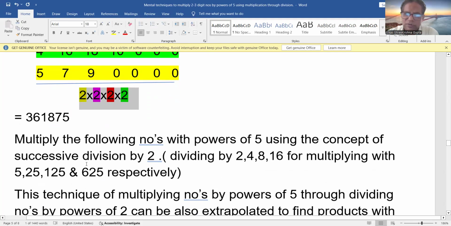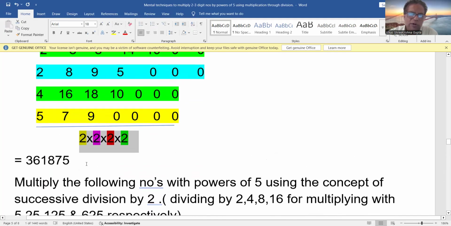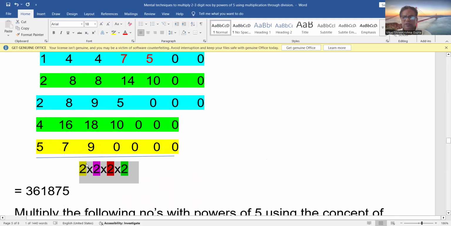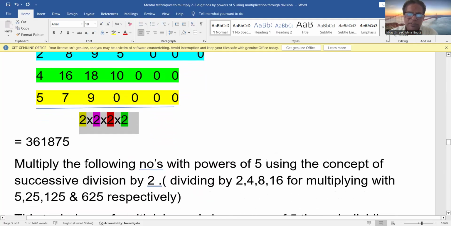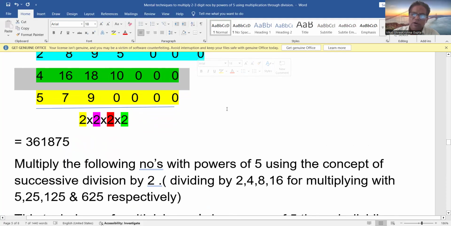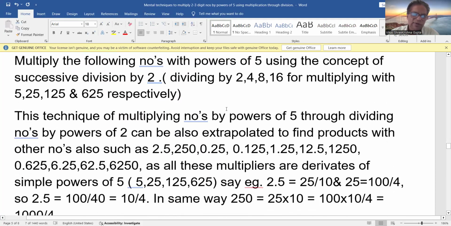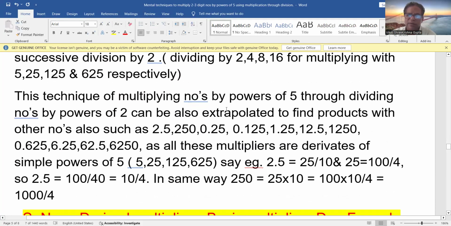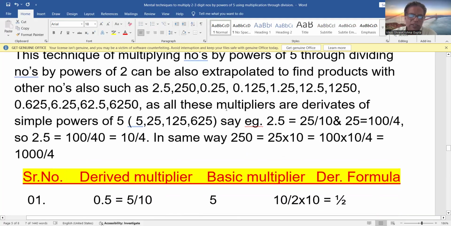So division by 2 is very easy as compared to multiplication by 5, 25, 125, 625, because I showed you how to divide by 2 by first converting all the odd numbers into even numbers, and then dividing all these even numbers by 2. Division by 2 is easy when all numbers are even numbers in the row. So this way I showed a very simple technique, and this technique can be extrapolated to get other numbers also.